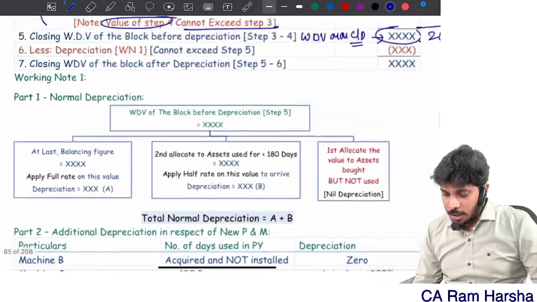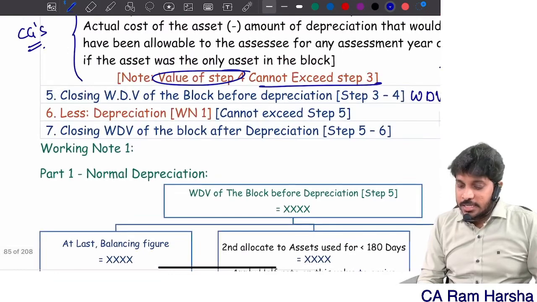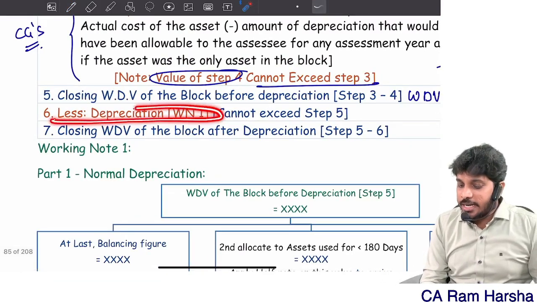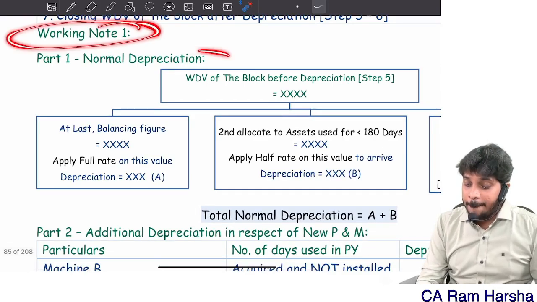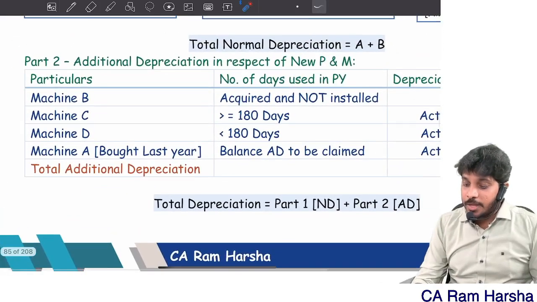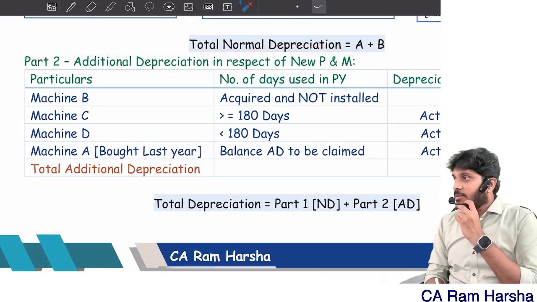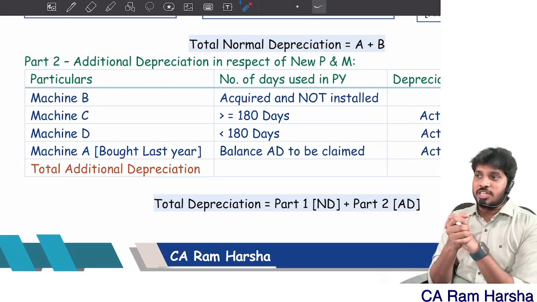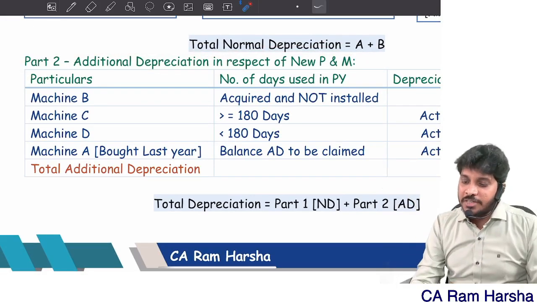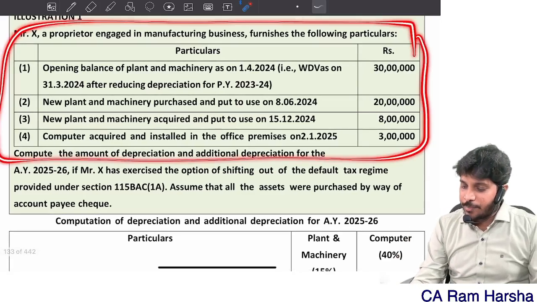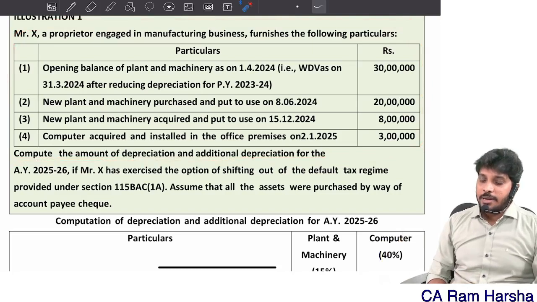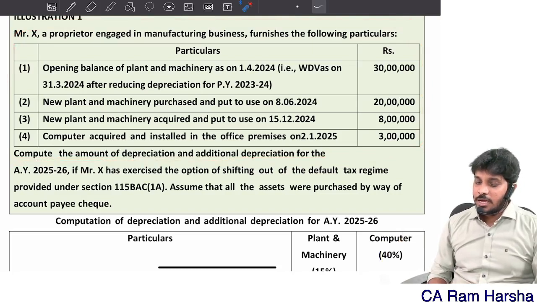Just a minute. You see here, less depreciation, right? The next step is what? Less depreciation, correct? Depreciation, you see, working note 1. Part number 1 normal depreciation, part number 2 additional depreciation. I will come back to additional depreciation a little while later. First you take this information, compute normal depreciation and tell me.